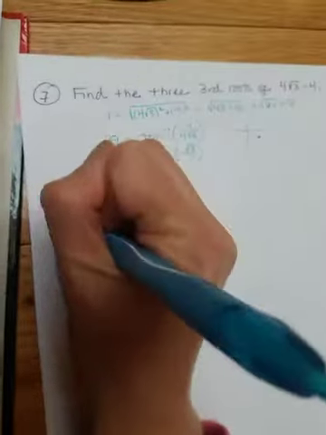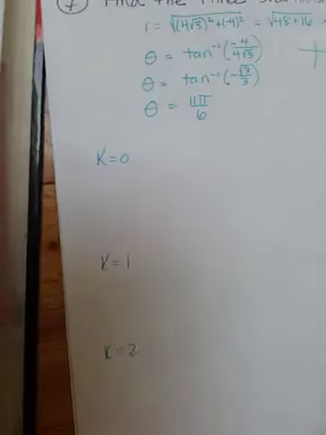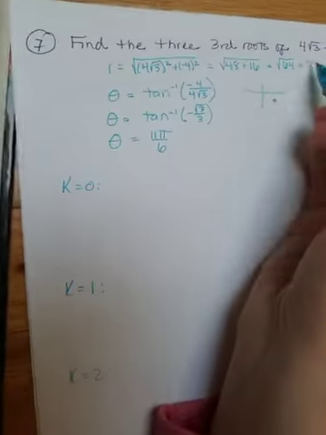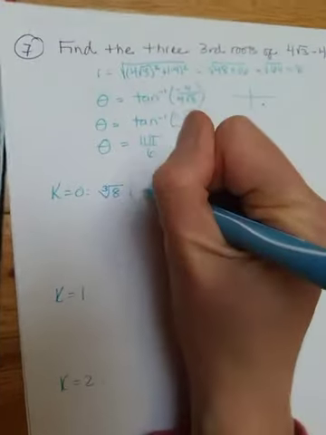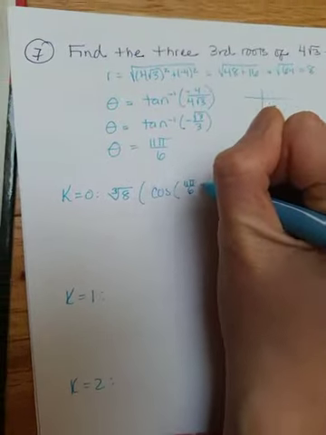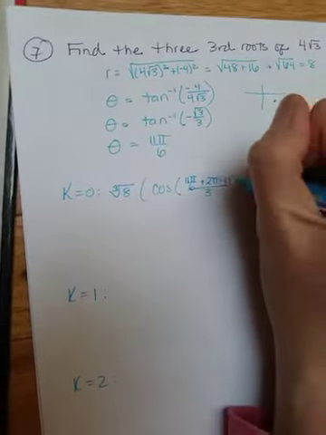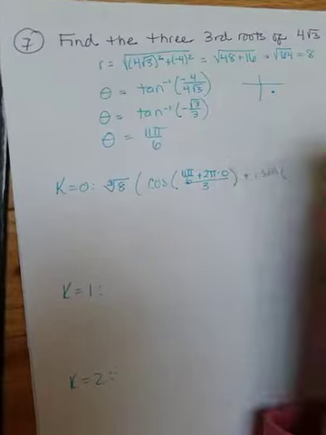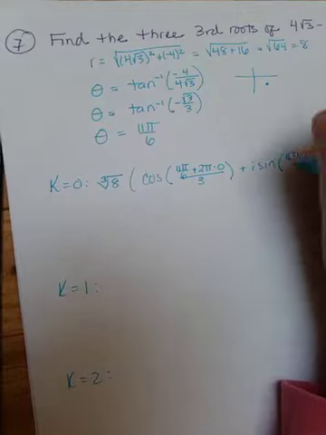Okay, so we want just the three cube roots. So that means I'm doing it for k equals 0, k equals 1, and k equals 2. All right, so my r is 8. Just to show this out, it's a third root this time, so I'm taking the cube root of 8, just to really emphasize that. Cosine of my theta, like we just established, is 11 pi over 6 plus 2 pi times 0, because k is 0, divided by 3, because that's your n, plus i sine of the same thing, 11 pi over 6 plus 2 pi times 0, all divided by 3.